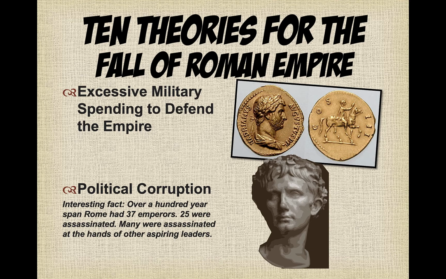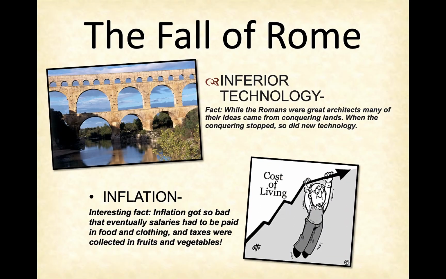Also, political corruption. So an interesting fact, over a 100-year span, Rome actually had 37 emperors, which is quite a big deal. But the craziest thing about it is that 25 of them were assassinated. And the other really crazy thing is many of them were assassinated at the hands of other aspiring leaders. So other people who wanted to be the emperors were kind of like, dude, let's take that emperor out, and then we can be emperor. We can be the rulers. And that happened all the time. So there was a lot of political corruption.